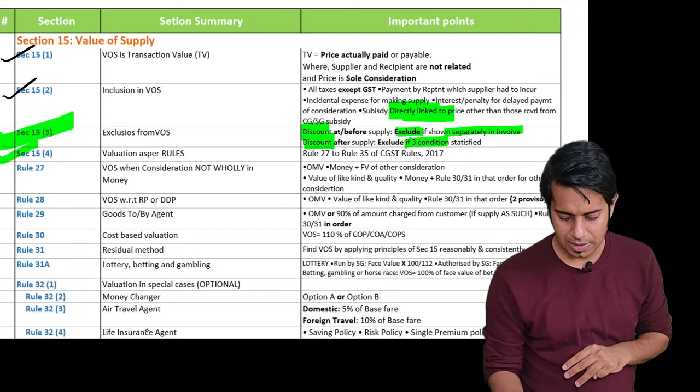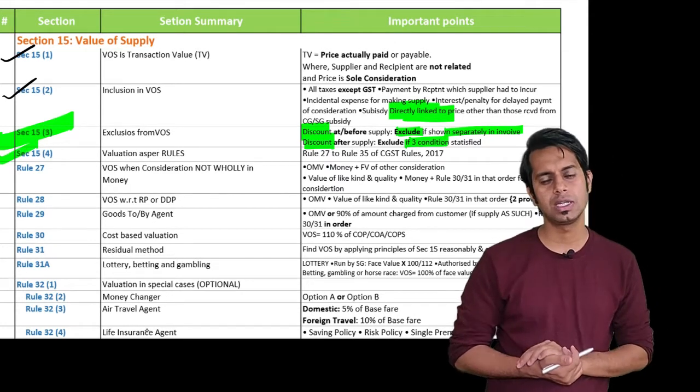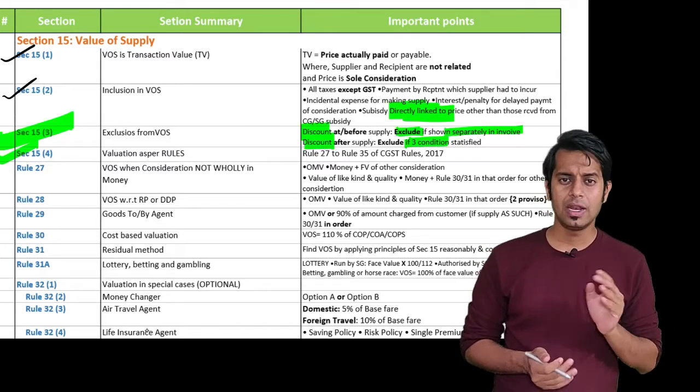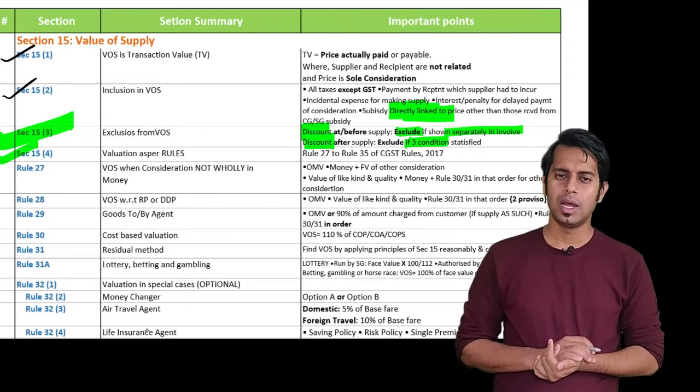Then section 15 subsection 4 says that if the value of supply cannot be determined as per section 15, then determine the value of supply as per rules.